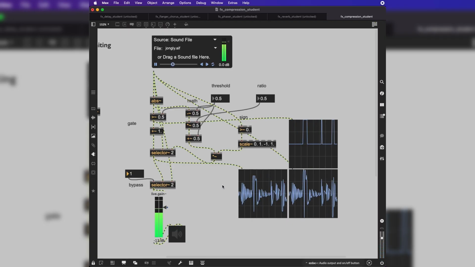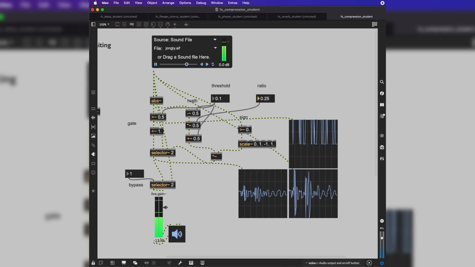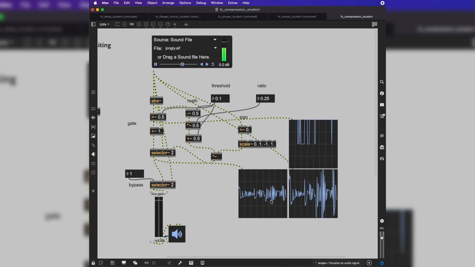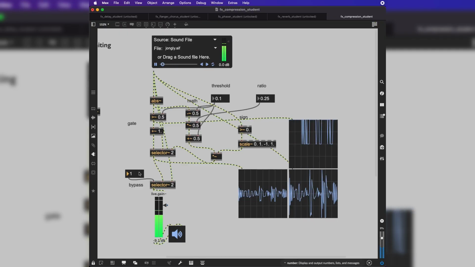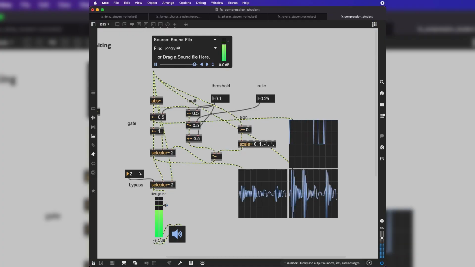Okay, so it may not be that clear, so I'm going to stretch it out a bit and make it a bit more extreme. Let's keep the threshold really low, like 0.1, and let me just make the ratio like 0.25. So then you will see that the signal is starting to get really compressed, right? This is much more different than the original signal. So let's hear what that sounds like. And the original, compressed.